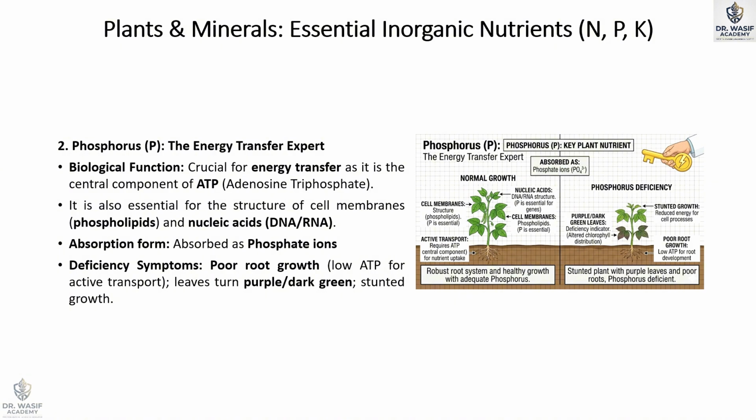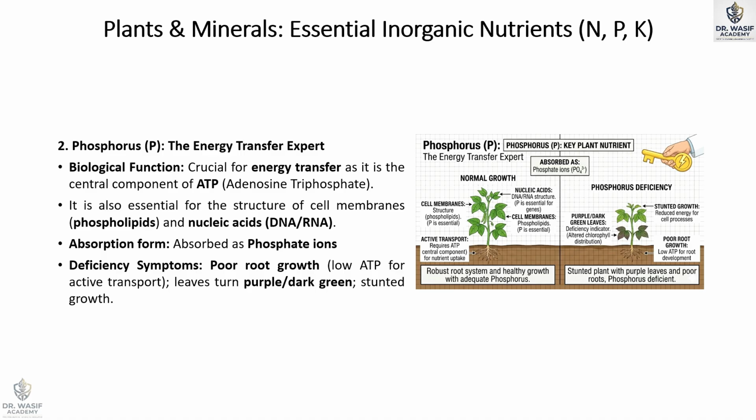The number one symptom is poor root growth, because root cells require a lot of ATP to actively pump nutrients from the soil. So a lack of phosphorus causes the root systems to fail. The second symptom is purple leaves. This is the telltale sign. When a lack of nitrogen turns leaves yellow, a lack of phosphorus often turns the leaves a strange dark green or even a dull purple look.